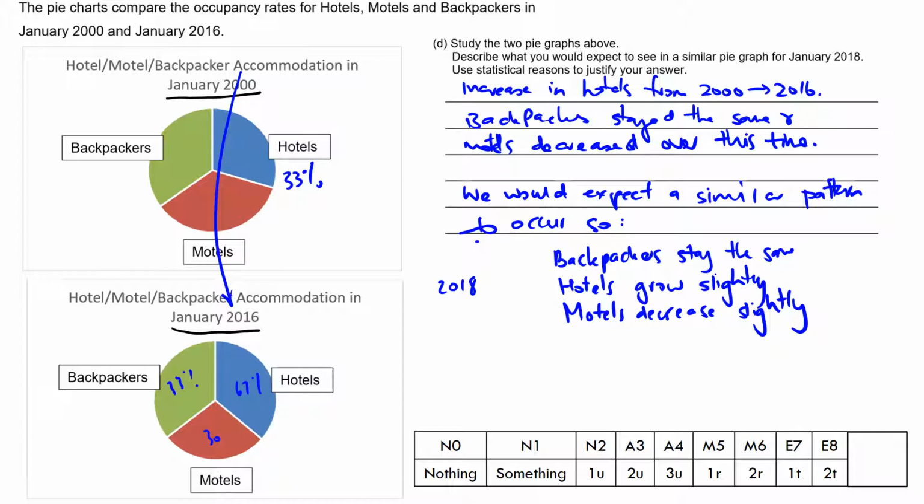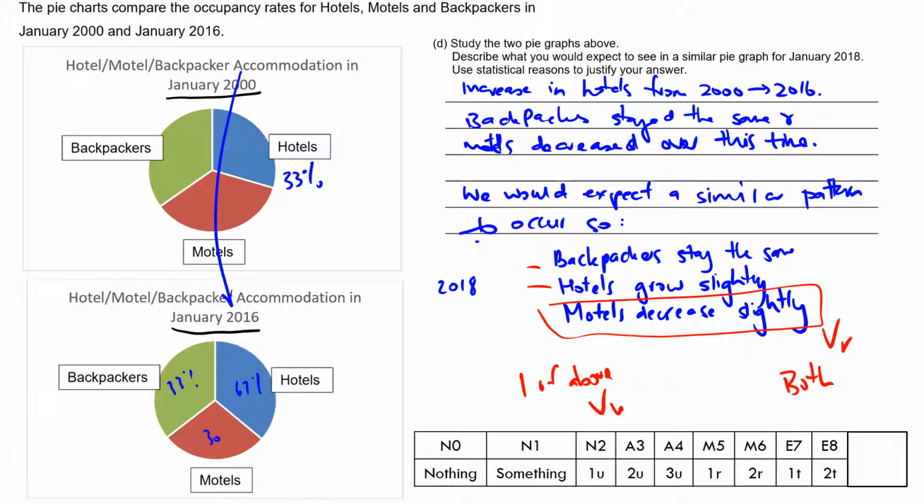So that was a merit question. If you got both of those things, if you did the motels and these two, if you did just one of the above, you got your U tick. Count up how many U ticks you got. If you got one U tick, that got you an N2. If you get one R tick and only one R tick, then you get an M5. If you get three U ticks, you get an A4. That's how the marking schedule will work.